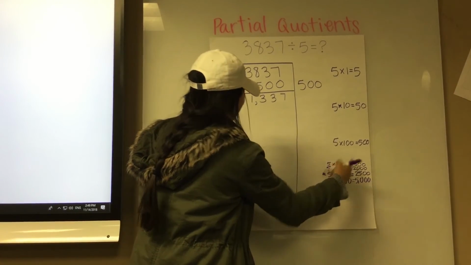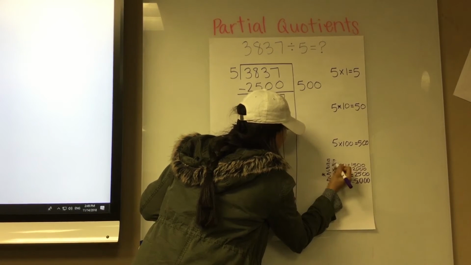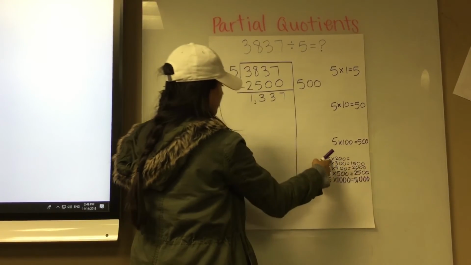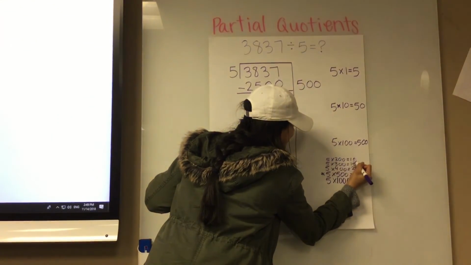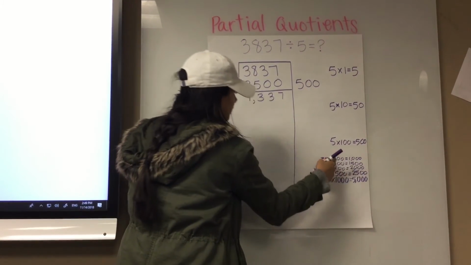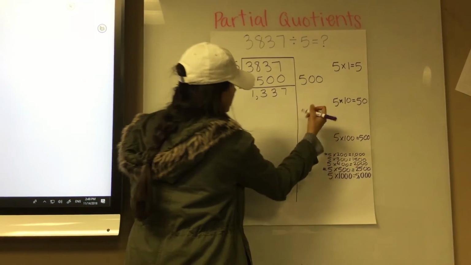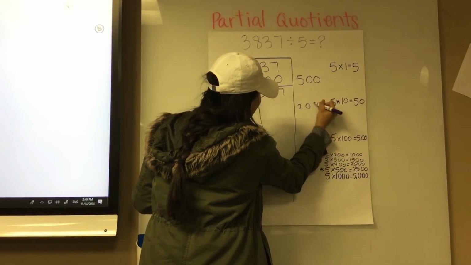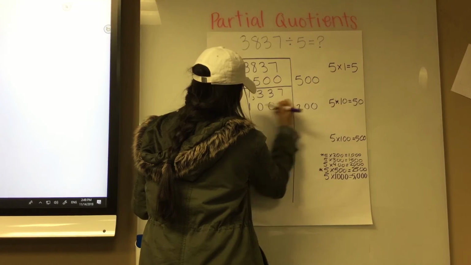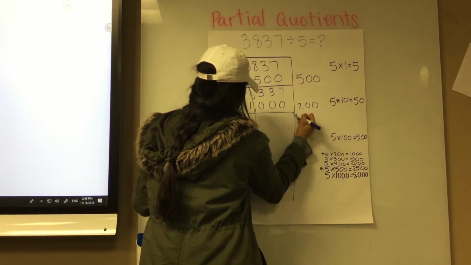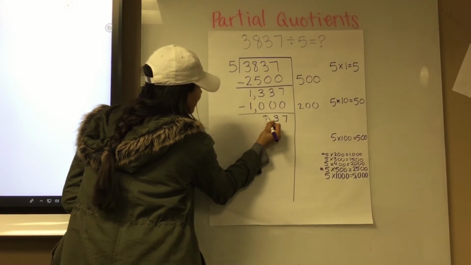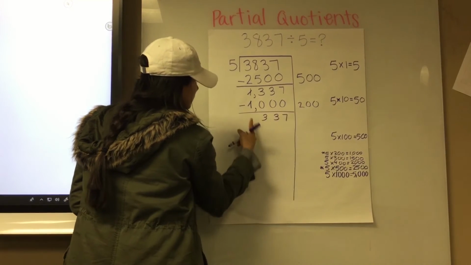So we'll try 5 times 200 equals 1,000. And that will fit into our 1,337. So we'll star that problem. We'll write our 200 right under our 500 on the right side of our problem. And then we'll write 1,000 under the 1,337 and subtract. 7 minus 0 equals 7, 3 minus 0 equals 3, 3 minus 0 equals 3, and then our 1s will cancel out. So we're left with 337.